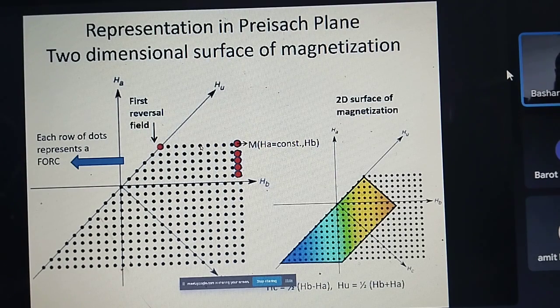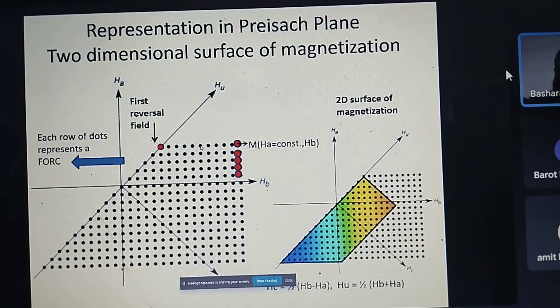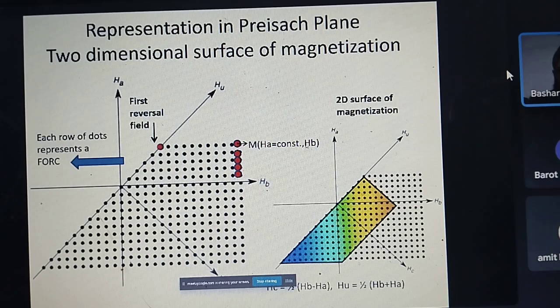So there are two coordinates. Our magnetization is now a function of these two coordinates. One is the reversal field, and the other is the applied field. Reversal field is kept constant for each line, and only the external magnetic field is varied. Next time another curve is drawn, the reversal field is changed and the magnetic field is again increased in steps. So this way we get magnetization data.